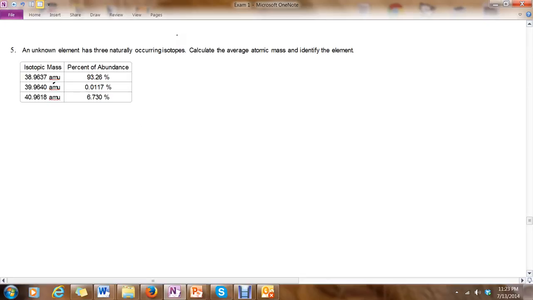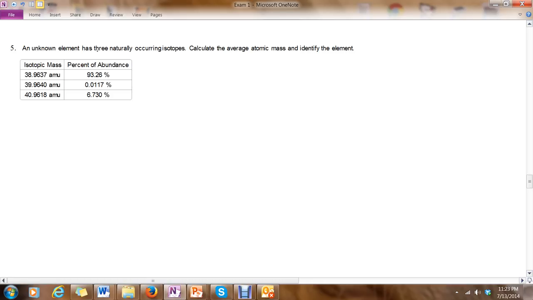Let's go ahead and solve problem number 5. An unknown element has three natural isotopes. Calculate the average atomic mass and identify the element.